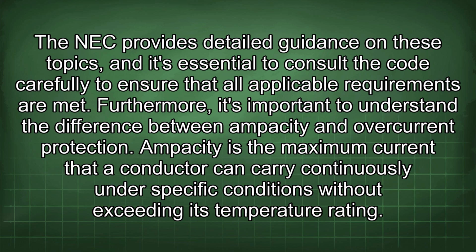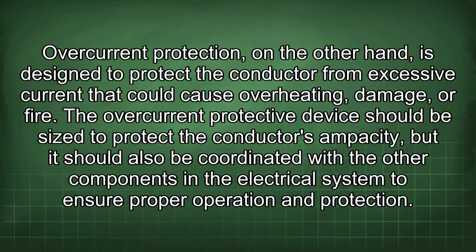applicable requirements are met. Furthermore, it's important to understand the difference between ampacity and overcurrent protection. Ampacity is the maximum current that a conductor can carry continuously under specific conditions without exceeding its temperature rating. Overcurrent protection, on the other hand, is designed to protect the conductor from excessive current that could cause overheating, damage, or fire. The overcurrent protective device should be sized to protect the conductor's ampacity, but it should also be coordinated with the other components in the electrical system to ensure proper operation and protection.